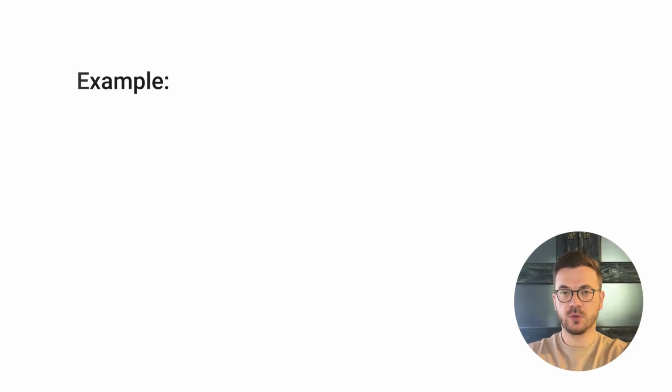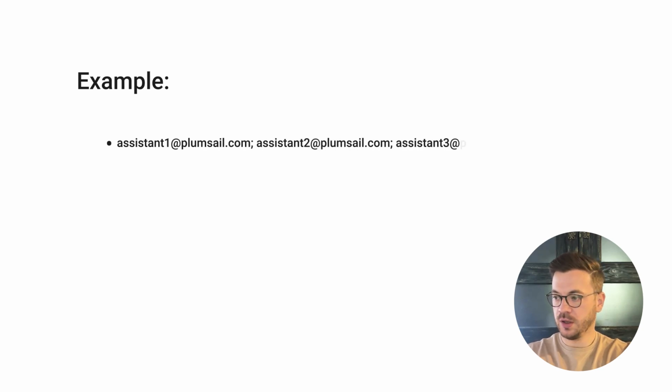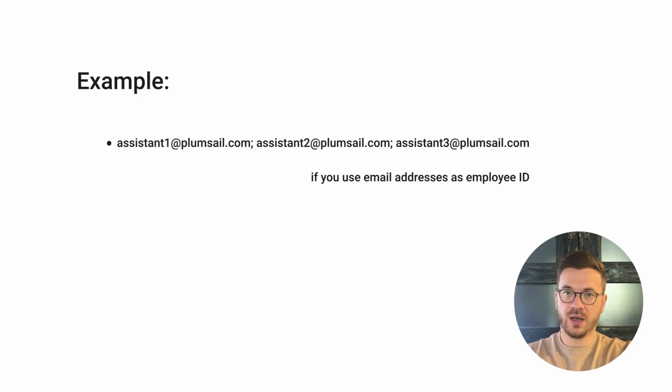To be able to display multiple assistants for a regular single line of text list column, we can just use a semicolon to separate assistants' IDs in the SharePoint list, and in this case, email addresses, just like it's shown on the screen. But if you use any other unique identifier, you can repeat the process.